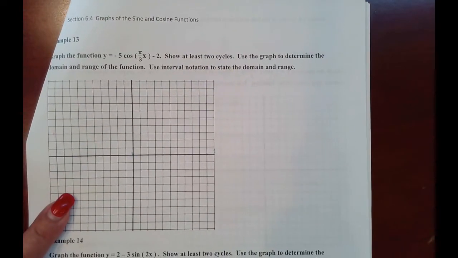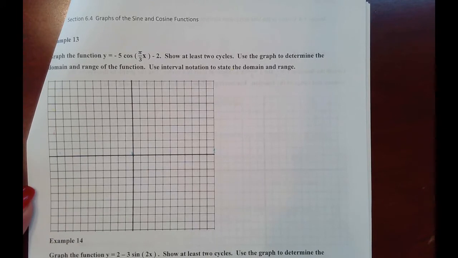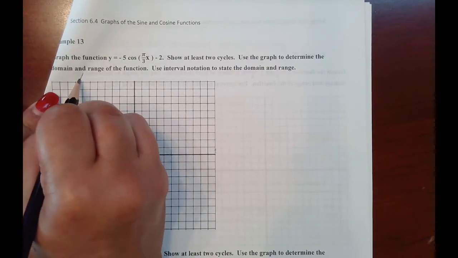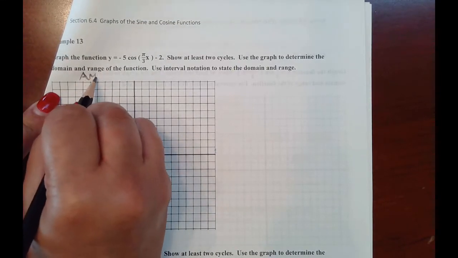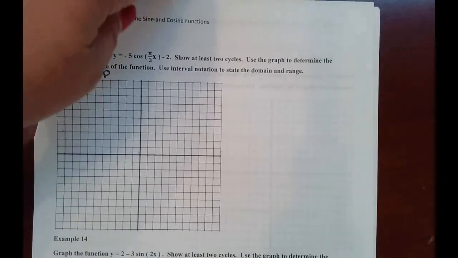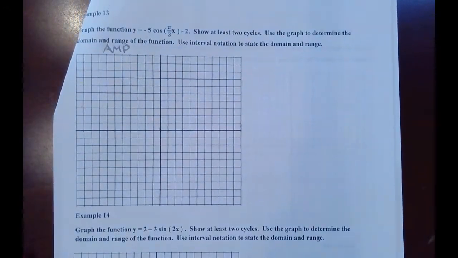Okay, going to example 13. In example 13, it says graph the function of -5 times cosine of pi over 3 minus 2. Okay, so, and I think what I'm going to do for this particular section, hold on for 1 second. Oh, maybe I'll just finish it now because I don't have that many more problems.